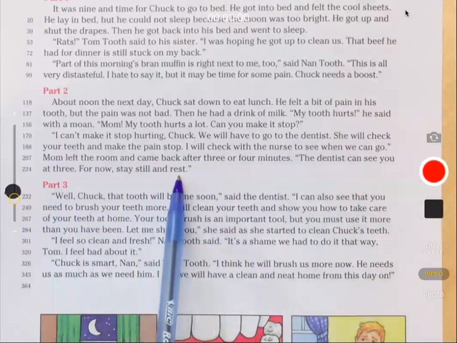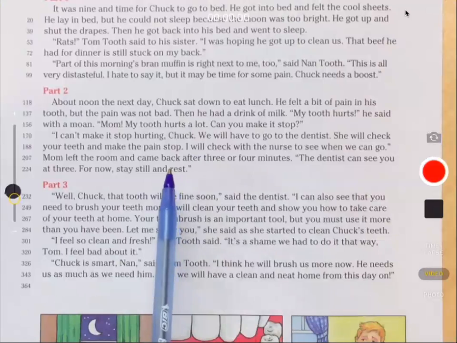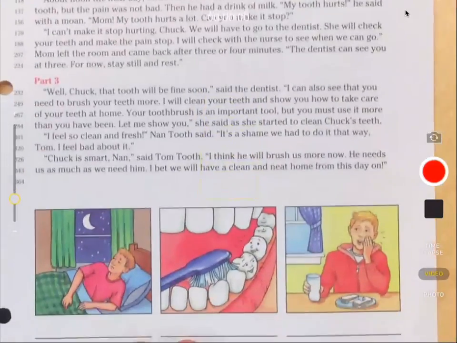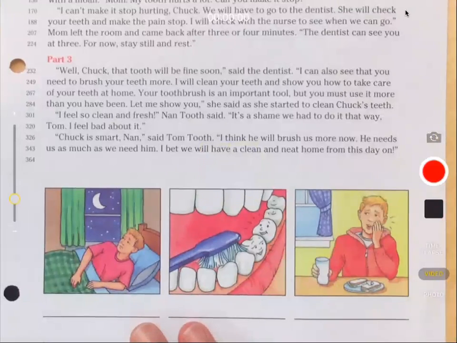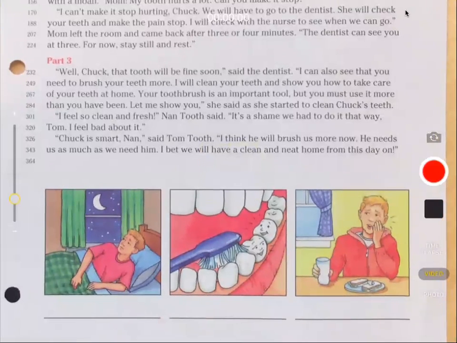So, questions I would like you to consider for part 2. What did Chuck tell his mother at lunch? And what did Chuck have to do? All right, let's go to part 3. And again, please pause the video and read part 3 to yourself. And then resume the video and you will hear me reading it aloud to you. Here we go.